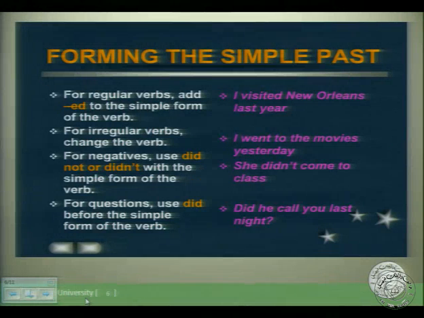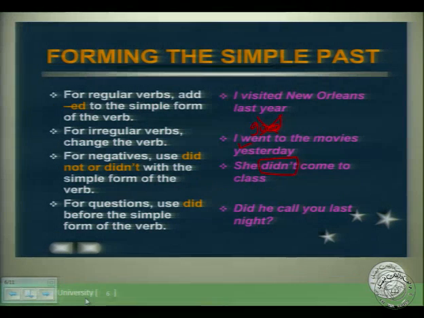I went to the movies yesterday. We did not say goed. Goed is not correct. I went to the movies yesterday. She did not come to class. When we want to make a negative, we add did not before the verb. She did not come to class. So we add did not in the past tense.